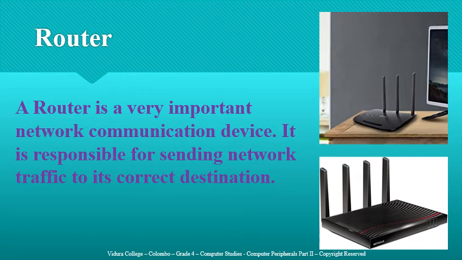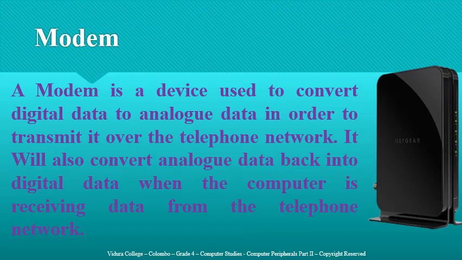Router. A router is a very important network communication device. It is responsible for sending network traffic to its correct destination. Modem. A modem is a device used to convert digital data to analog data in order to transmit it over the telephone network. It will also convert analog data back into digital data when the computer is receiving data from the telephone network.